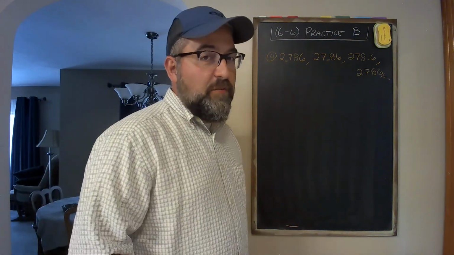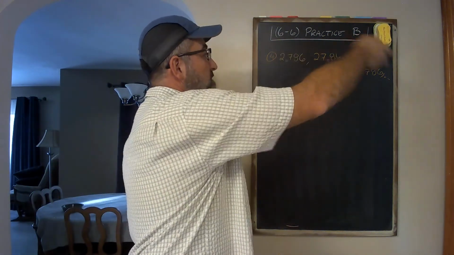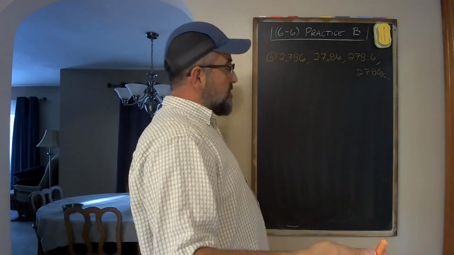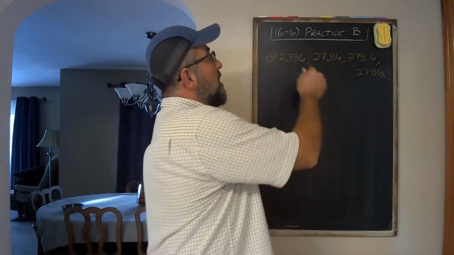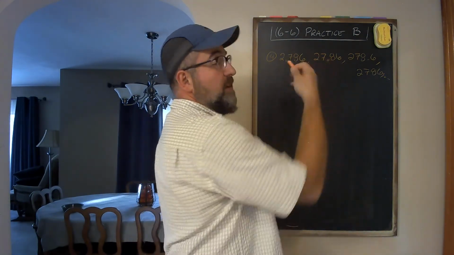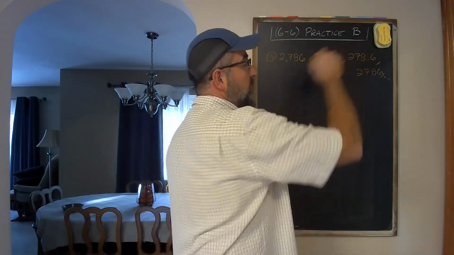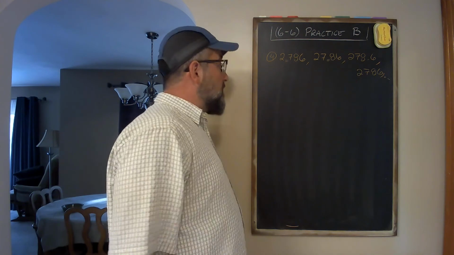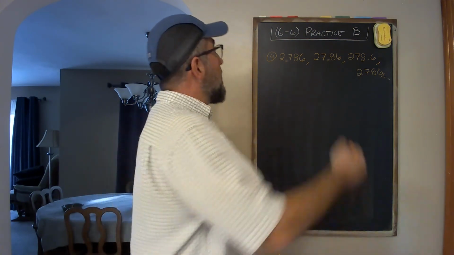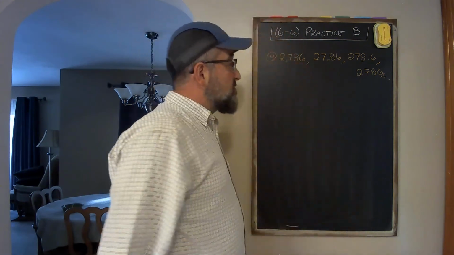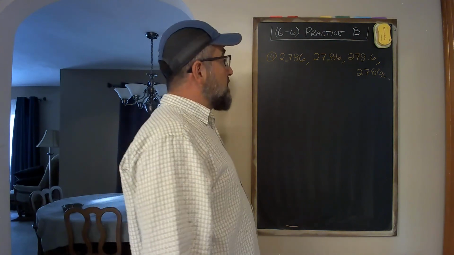There's nothing you can add between each term. If you're suspicious that it could be arithmetic, what do you add to 2 to get 27? 25. Would you add 25 to 27 to get 278? And the answer is no. No way this could be arithmetic. So let's try to see if it's geometric.